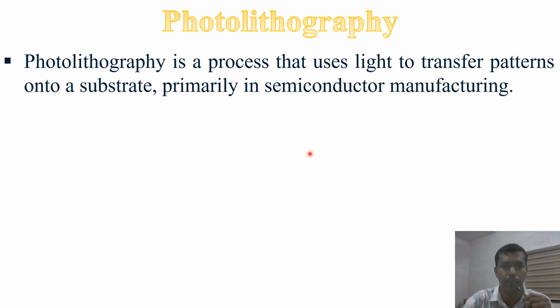It is a process by which light is used to transfer patterns on a substrate. Mainly, this process is used for semiconductor manufacturing. Photolithography means there is a photo, which means there is light. This light is used to transfer patterns on the substrate. The major applications are in semiconductor manufacturing.